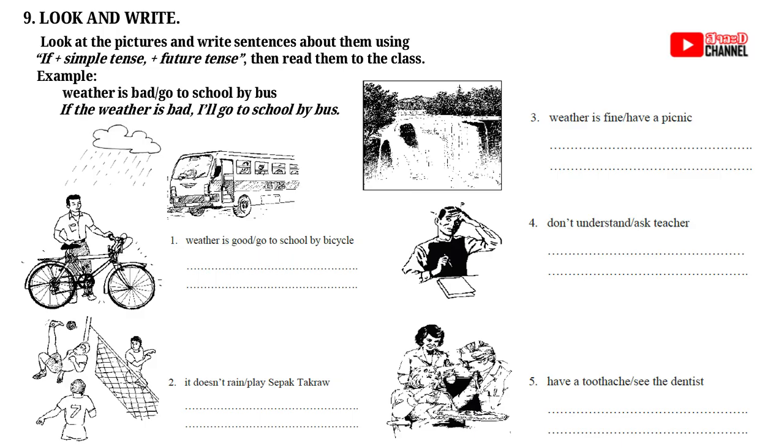Exercise 9. Look and write. Look at the pictures and write sentences about them, using if plus simple tense plus future tense, then read them to the class. Example. Weather is bad / go to school by bus. If the weather is bad, I'll go to school by bus.